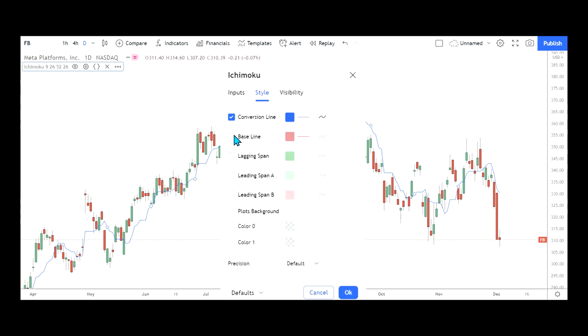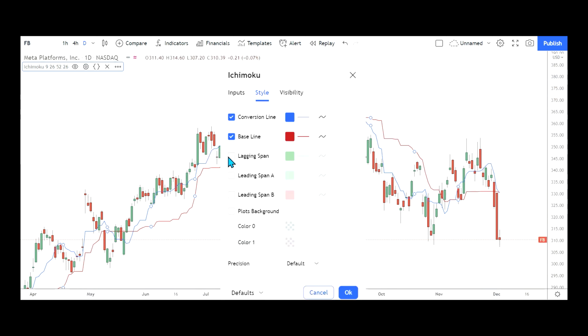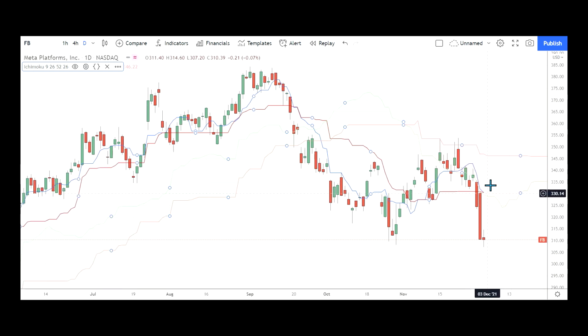So next we are going to add the baseline. The baseline is the red line, and you can see the price is also below the red line. The red line is the 26-day moving average, and it's a medium-term price trend, so the price is also below the medium-term price trend. So the next thing I'm going to add is the leading span A and B, and plot the background, which basically is the cloud. So you can see here that the price is below the cloud, which is in red, and the red indicating that it is a downtrend.